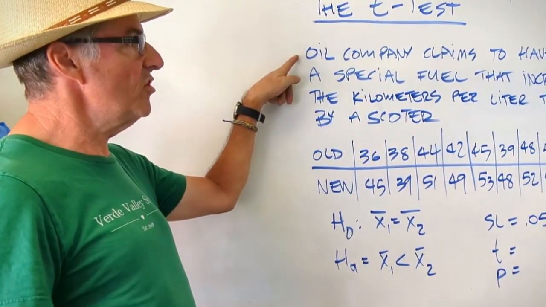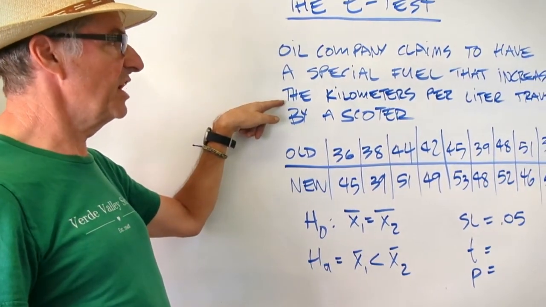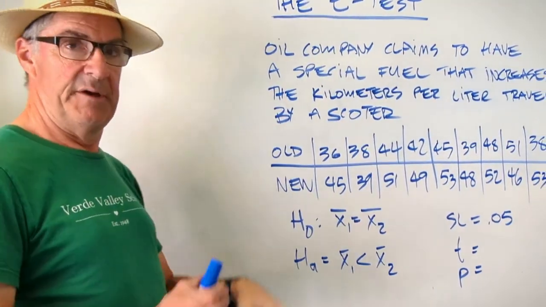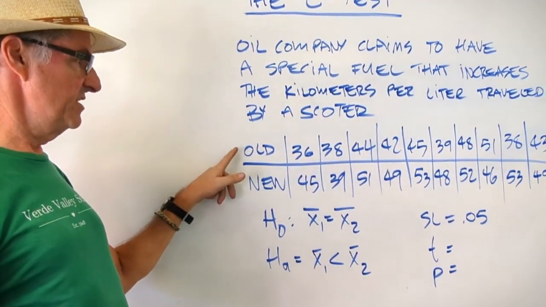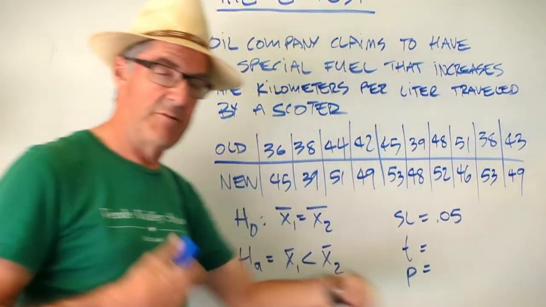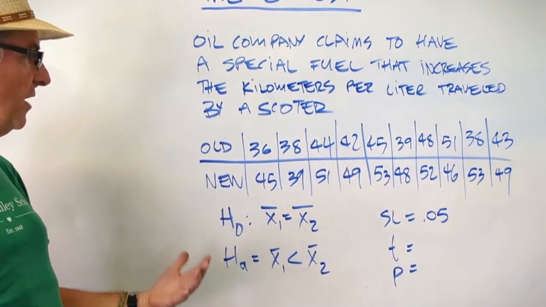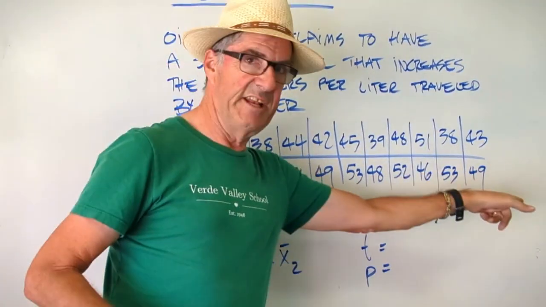Here we have an oil company that claims to have a special fuel that increases the kilometers per liter traveled by a scooter. So they have this data. They tested this on the old fuel. They got 10 scooters, recorded how far they could go on a liter of fuel, and then they got the new fuel and put it in those 10 scooters and did it again.